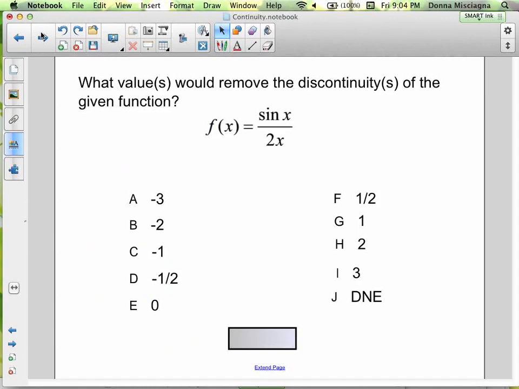How about this one? What value would remove the discontinuity of the given function? Let's see which one you picked. The correct answer was f of 0 equals 1/2. So f was the correct answer. Let's take a look at why we have a removable discontinuity at 0, and the value that plugs in our hole is 1/2.